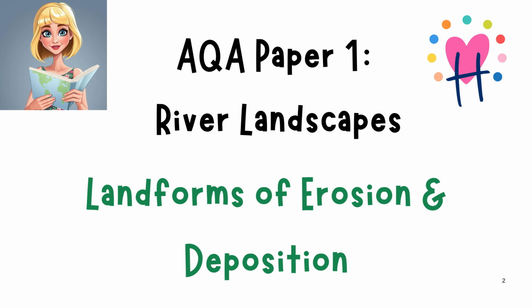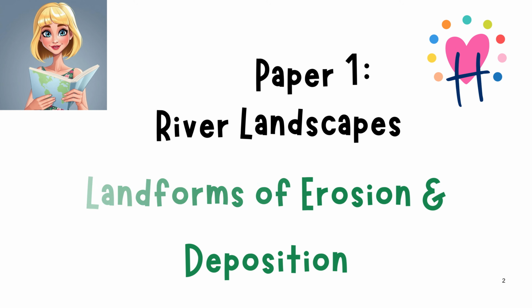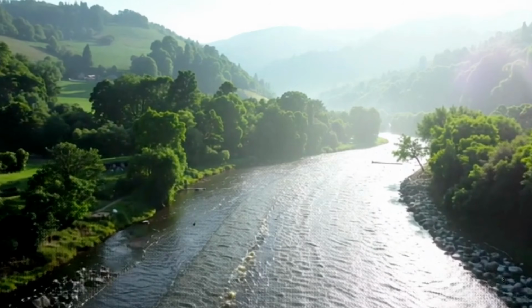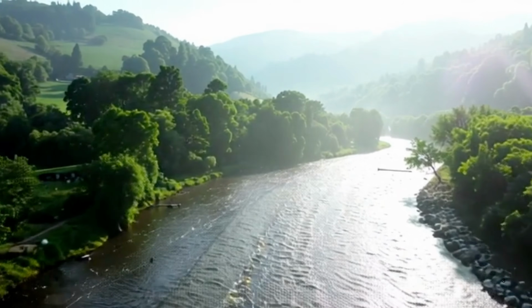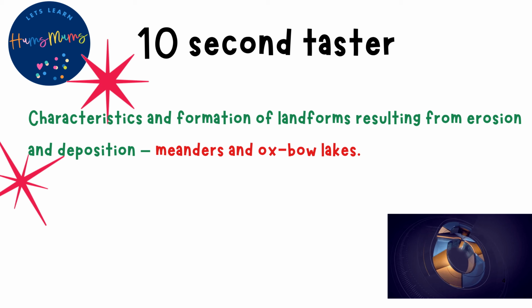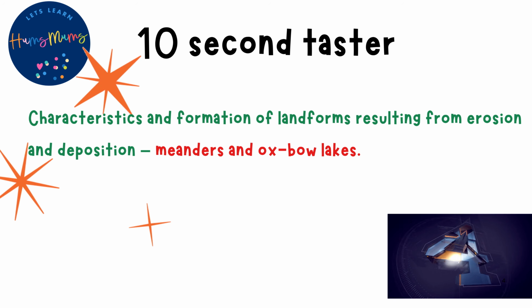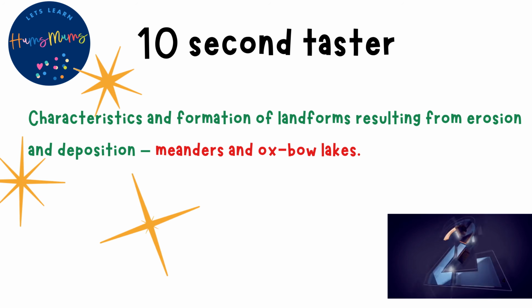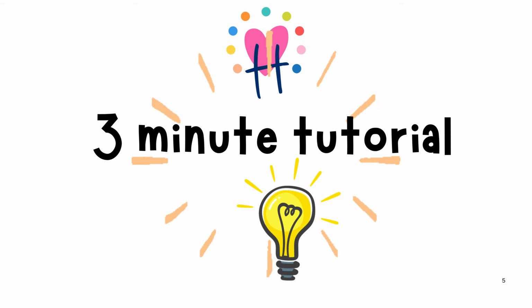Today we're going to be talking about landforms of erosion and deposition. So that means the middle course of our long river profile. We're going to be concentrating today on the characteristics and formation of meanders and the favourite of everyone, oxbow lakes. So grab your usual revision materials, pens and pencils, and let's get started on today's revision, focusing on landforms and processes.